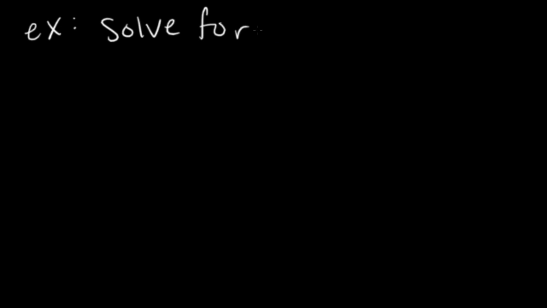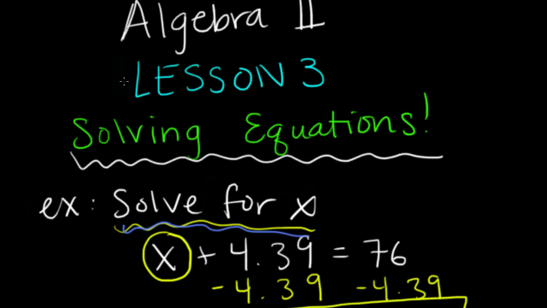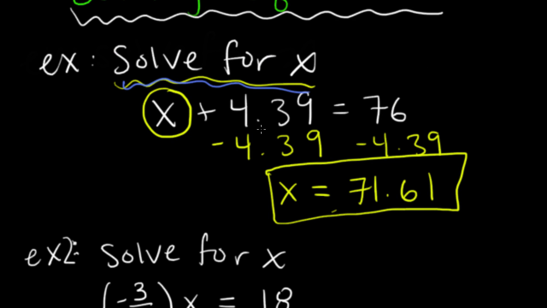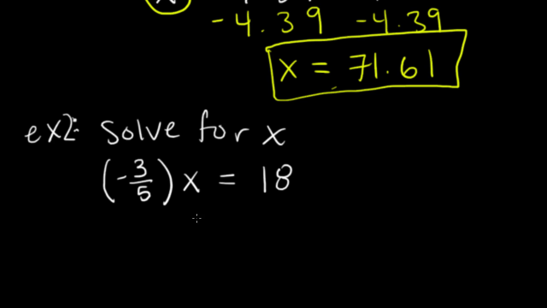So next up, we have, again, example, solve for x. Of course, because we're still solving equations, you're going to want to solve for x. And for this example, it's going to be negative 3 over 5x equals 18. Okay? Now it's a little bit different than the last one, because in that one, we had to use subtraction to leave x on its own. But now in this one, we're going to have to use some multiplication.